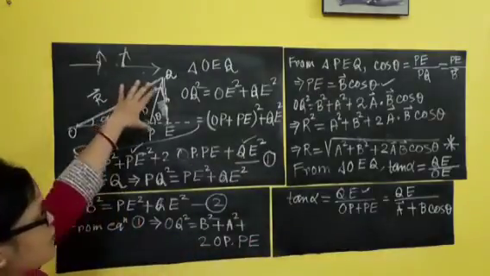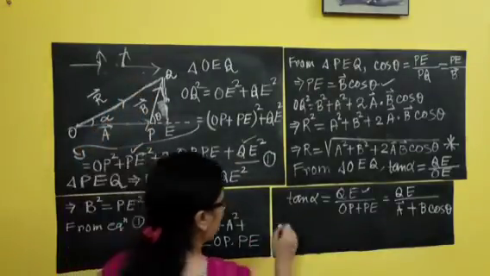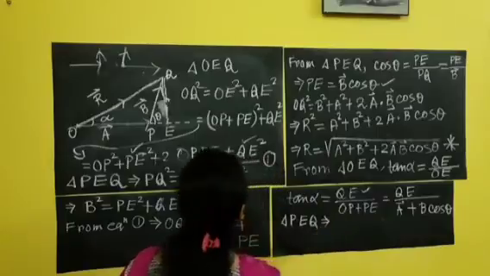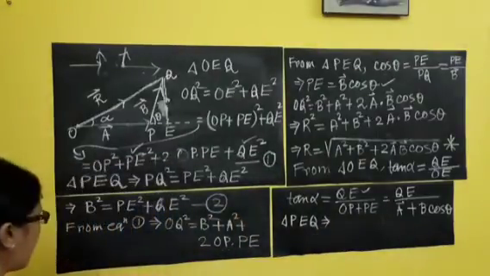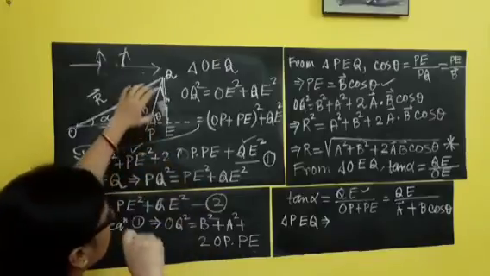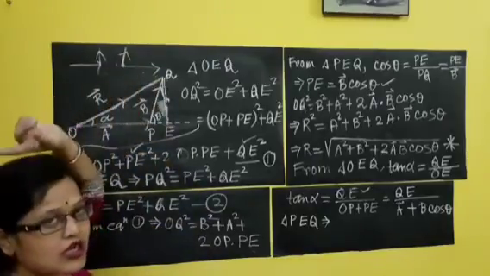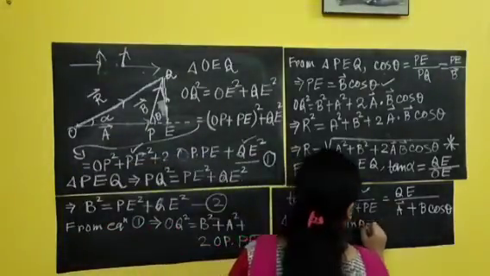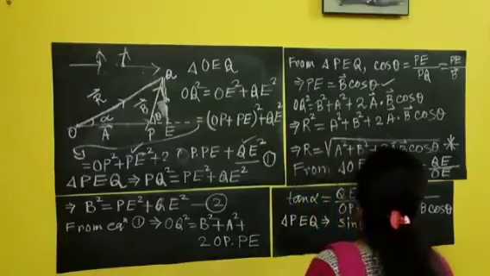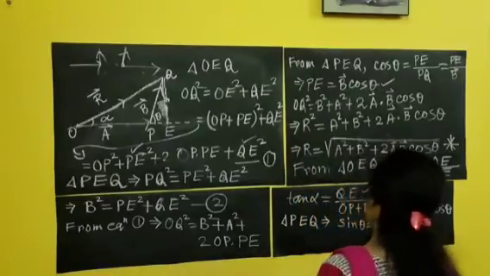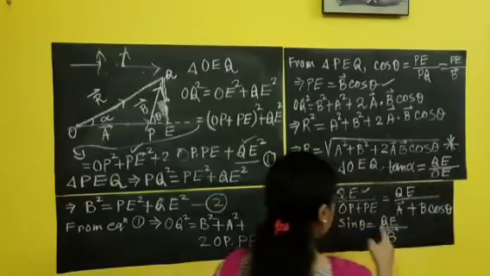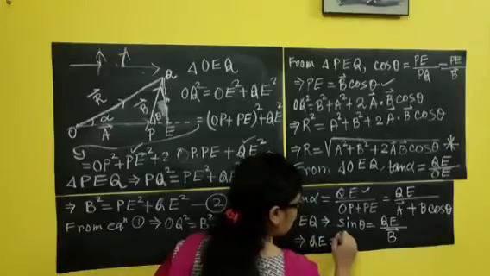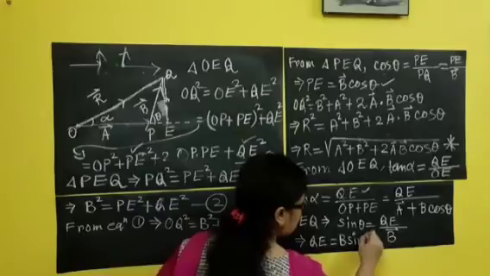QE means again I will go for help from the small triangle. So from triangle PEQ, what can I write? I need QE. QE is the perpendicular. So perpendicular by hypotenuse means sin theta. So sin theta equals QE by the hypotenuse, which is vector B. So QE equals B sin theta. Clear?